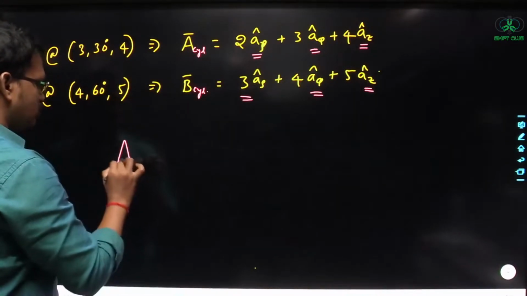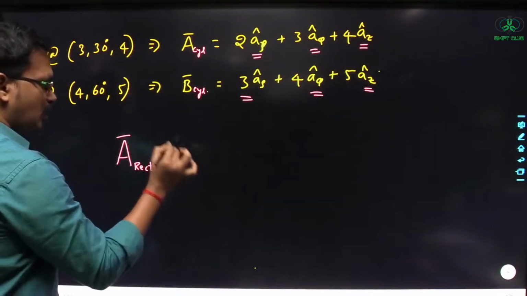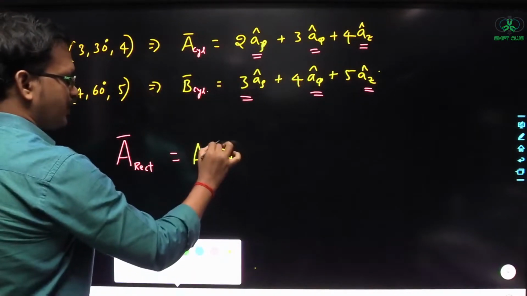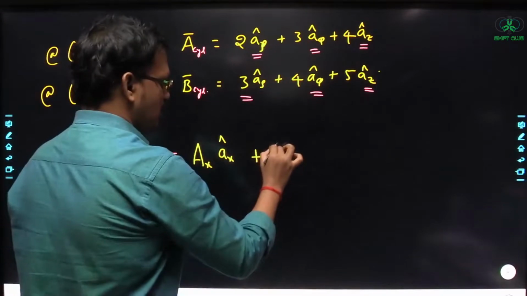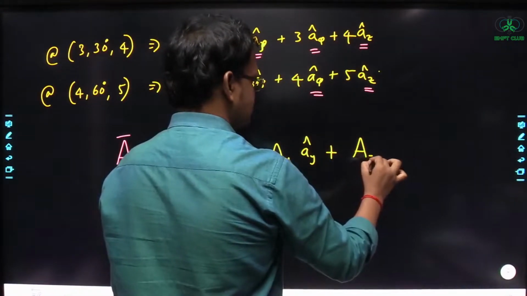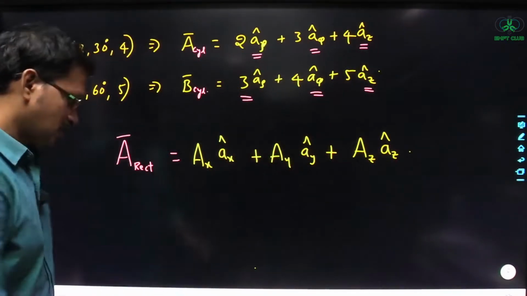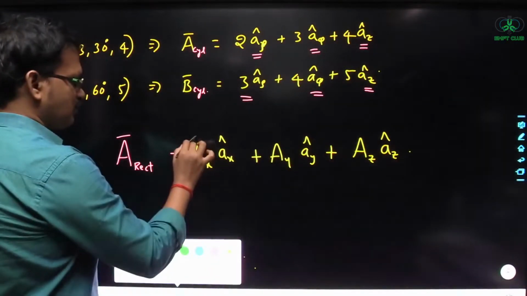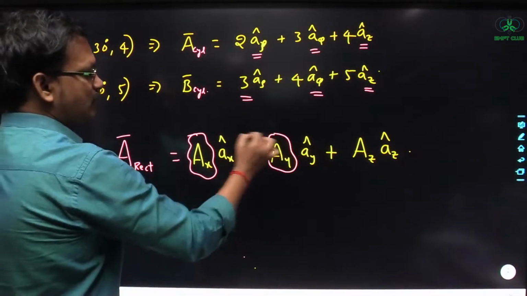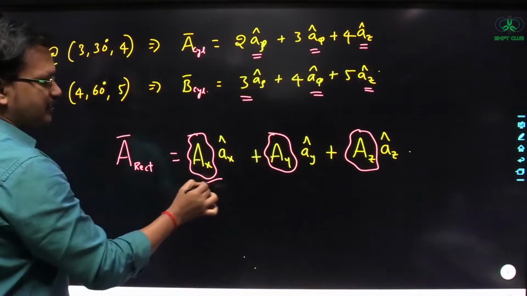In the rectangular coordinate system, what components are you going to have? You are going to have the x component plus a y component plus a z component. This is the x component of the vector, this is the y component, and this is the z component. So how can you determine this x component here?